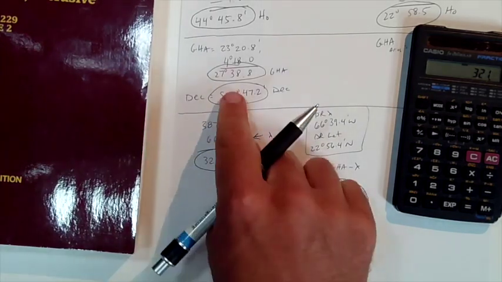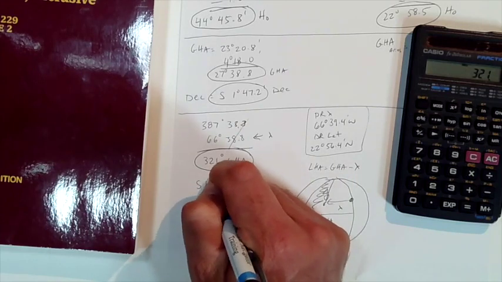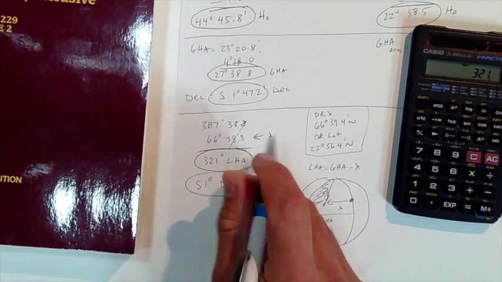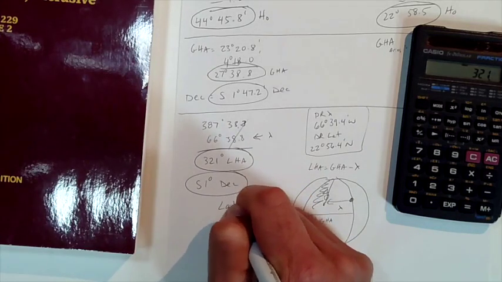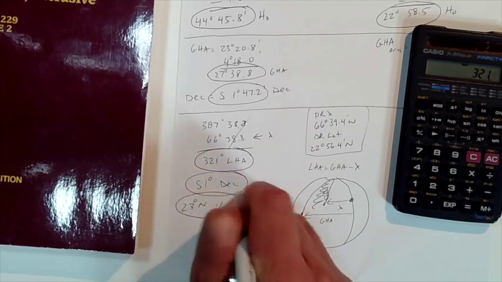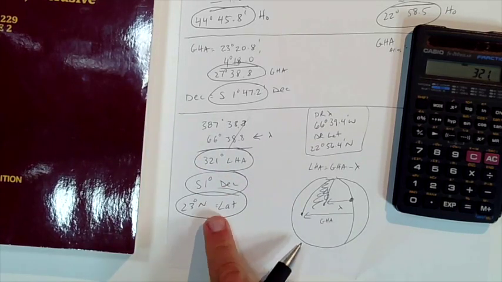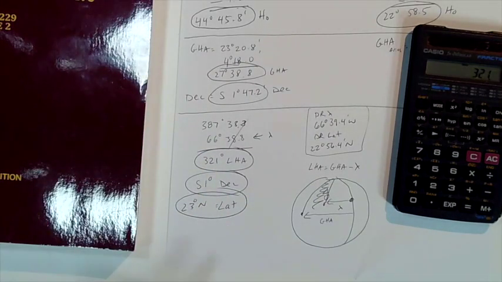While I'm here, the declination is south 1 degree and some change, which we'll account for later. And our latitude is 23 north to the nearest whole latitude. These are the three things that I'm going to need to go into HO229.